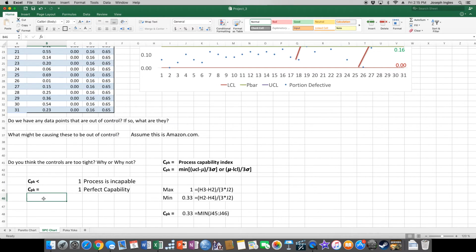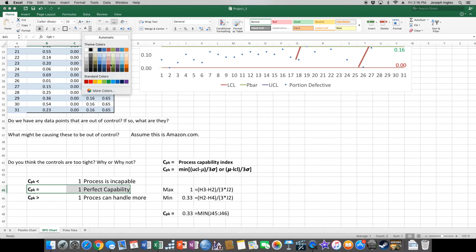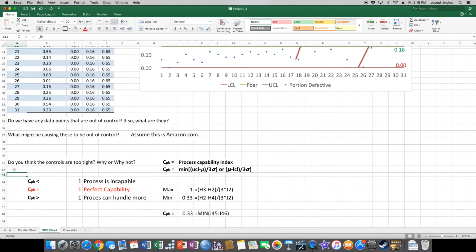If our CPK index is greater than 1, then we have another issue. Now, this is a problem as well. This means that the process can handle more. Now, this is obviously the ideal. You want perfect capability. It very rarely ever happens, however. Okay?